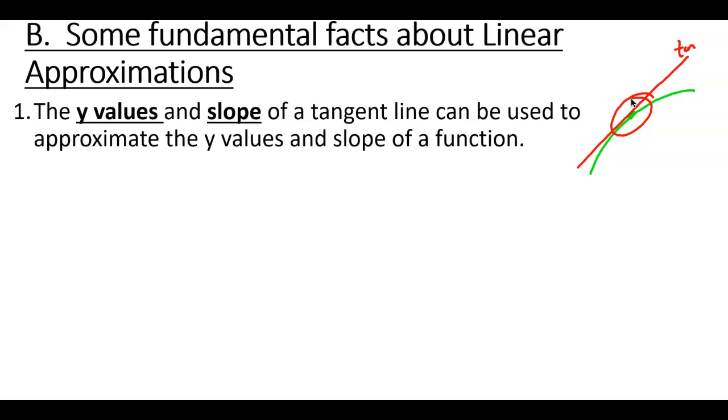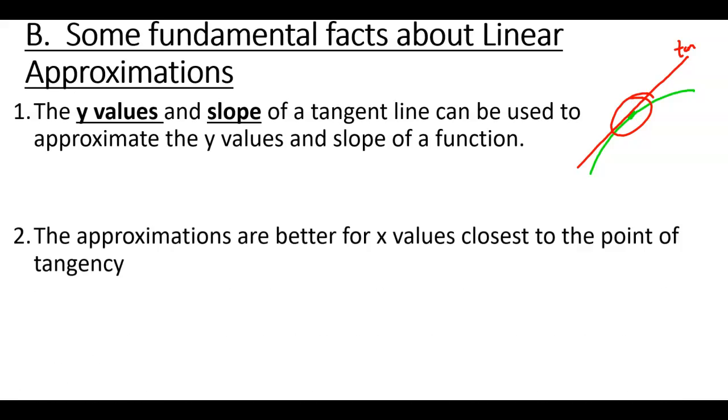in that area because the red line and the green line are just so close to being identical in that area that the slope of the tangent line and the y value of the tangent line should be pretty much the same thing as the slope and the y value of the green line. Okay, so that's our first fact.